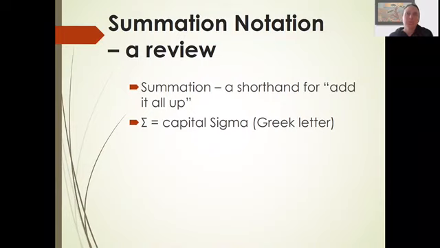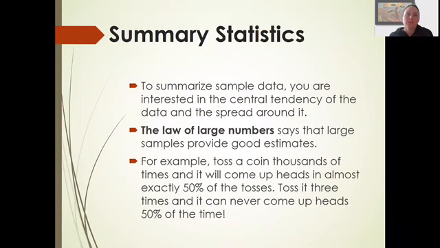So we use summation notation a lot in statistics, and it uses the capital letter sigma, which is another Greek letter, as a shorthand for add it all up, okay? And I'm going to use that in a bunch of slides. So basically, when we start talking about summary statistics, we're trying to summarize sample data, give you an idea of the central tendency of the data, like not the extremes on one end or the other, but what are kind of like the majority of the samples, the central tendency. And we're also interested in the spread. Is there a lot of spread around a data point, or just a little bit of spread around the central, the mean or something?